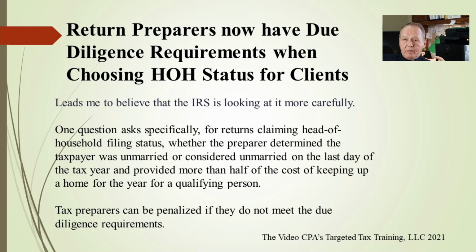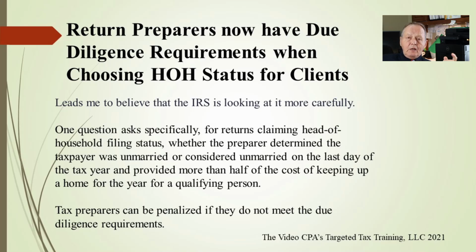And that means you need to be able to show that you maintain more than half the cost of the home. You need to make sure that you can show that you were unmarried at the end of the year. And if you got a divorce during the year, you need to keep that divorce decree. And you need to make sure that you can show that you had a qualifying person living with you. So even though the due diligence is a requirement for tax preparers, you're going to have those records as well as your own tax preparer.